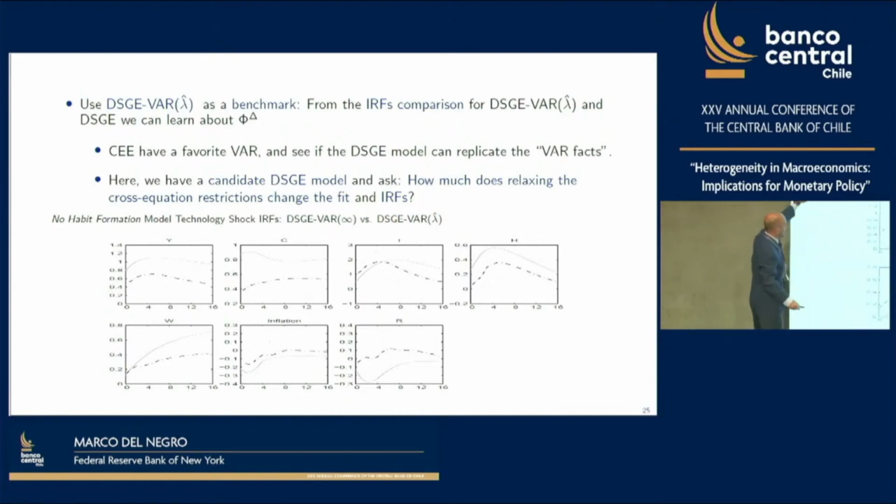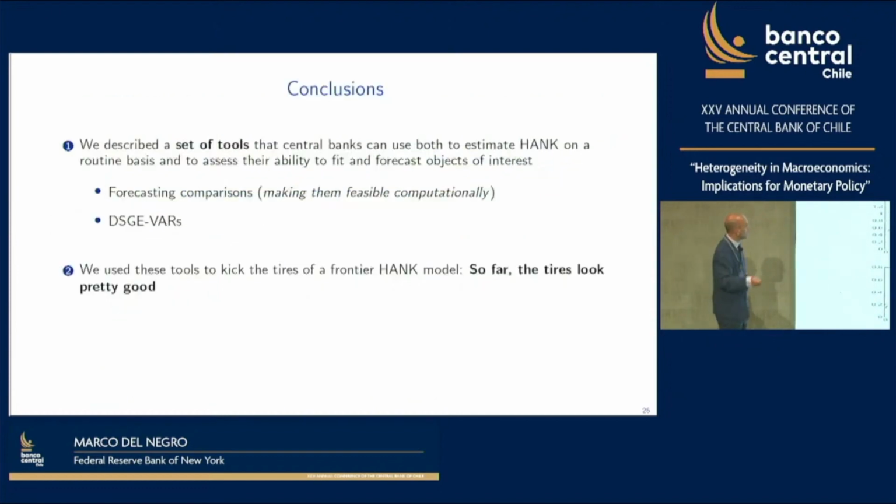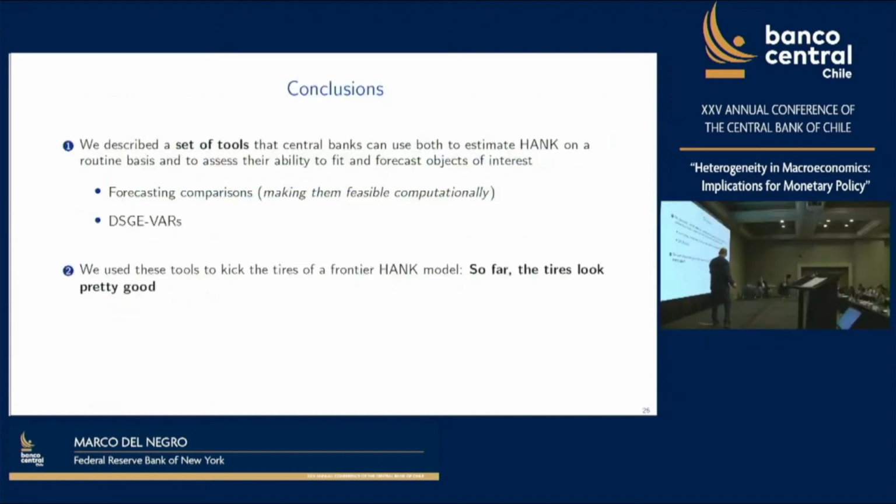The DSGE-VAR approach is a little different. Since there is a lot of uncertainty quantitatively about how these impulse responses actually look, let me use my DSGE model as a prior and figure out how much relaxing the cross-equation restriction changes the fit and the impulse responses. We hope this is going to be a useful approach to, again, kick the tires of HANK models.